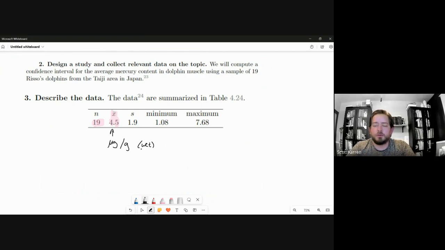None of that's particularly relevant to us, just plug in the numbers, but it might be relevant. In one study, if they dry the dolphin meat and then figure out how much mercury is in it, that's going to be a much different value than if you hadn't dried it out, based on weight and whether the muscle had liquid in it or not. They calculated the sample standard deviation to be 1.9, and then we have a minimum value of 1.08, a maximum value of 7.68.